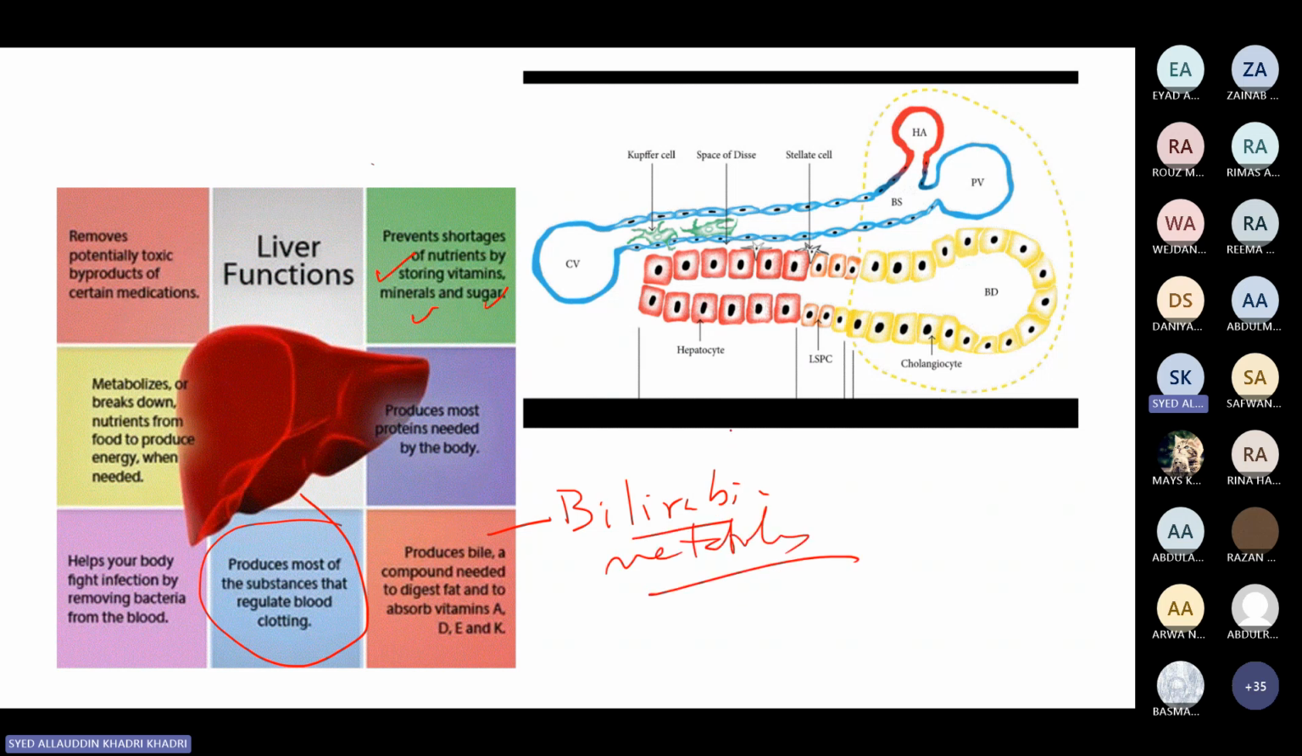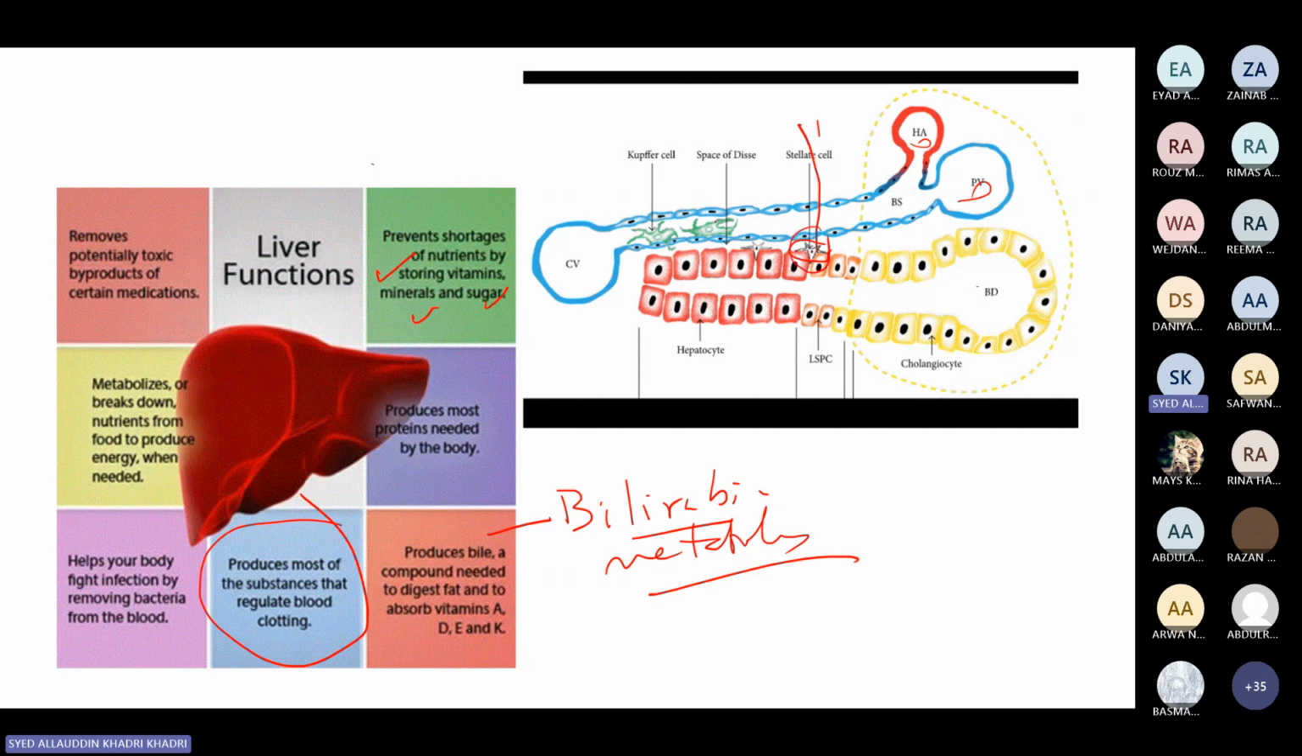So this is basically the portal tract over here. You can see the portal vein, the hepatic artery, and the bile ducts very clearly. And these little cells, the stellate cells, are very important for the formation of fibrosis. So this is the stellate cell, basically very important.